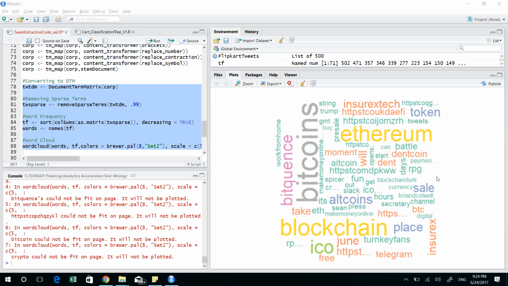Now, all of you who do not understand this domain will probably not be able to make sense out of it, but all those who understand Bitcoin would know that Dent coin is one of the latest coins which have been launched in the market. All right, so you see, I have just looked at 500 tweets, and I could gain so much information out of those tweets. So people, when they talk about Bitcoins, are also talking about Ethereums. They're also talking about some alternate coins.